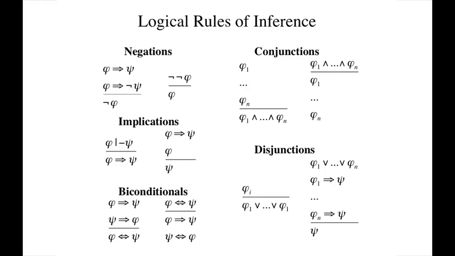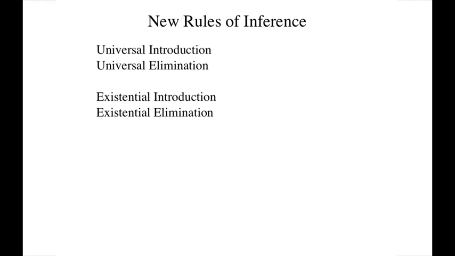We have negation introduction and negation elimination, implication introduction, implication elimination, biconditional introduction, biconditional elimination, and we have introduction and elimination rules for both conjunctions and disjunctions. In addition to these logical rules of inference for logical operators, we have 4 new rules of inference for quantified sentences, introduction and elimination rules for both universal and existential sentences. Let's look at these in turn.